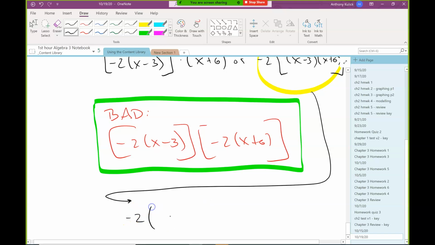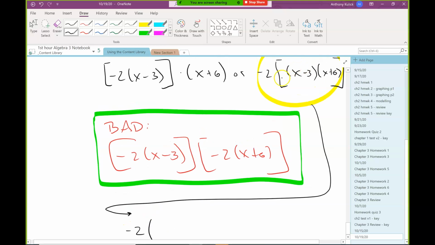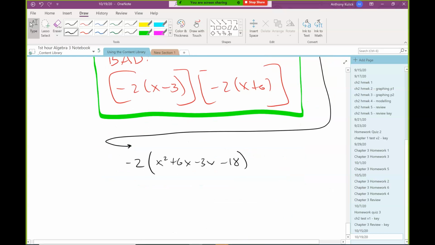So I'm going to have my -2, and then my FOIL. So the first, I get x squared. The outer, I get 6x. The inner, I get -3x. And the last, I get -18. Is everybody okay with that?